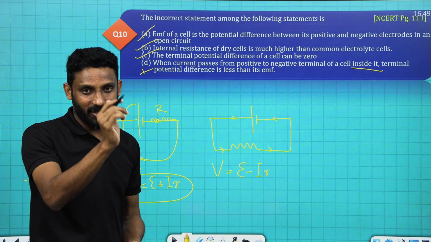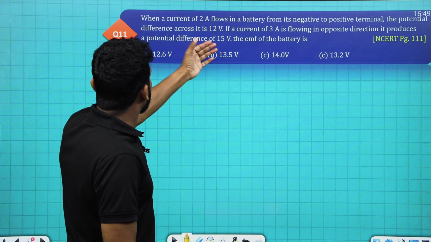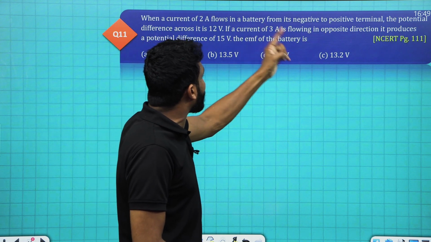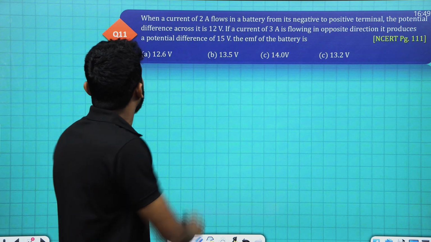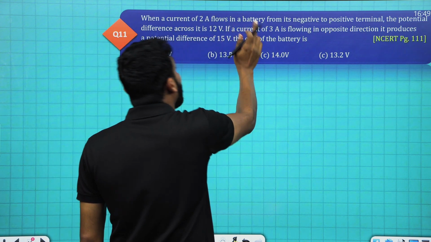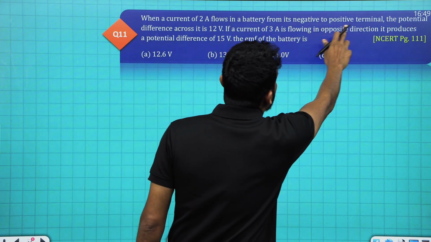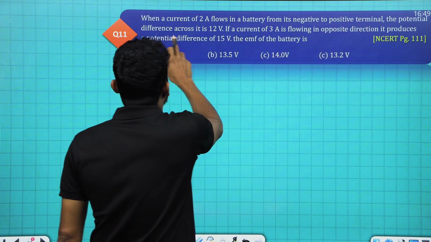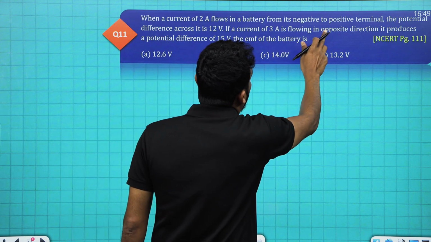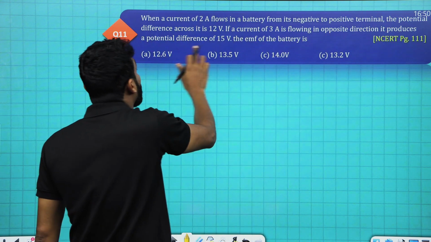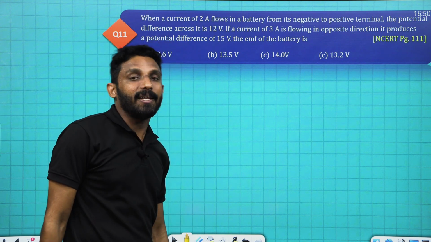Okay, good. Moving to the next question. 11th. When a current of 2 ampere flows in a battery from its negative to positive terminal, the potential difference across it is 12 volt. If a current of 3 ampere is flowing in the opposite direction, it produces a potential difference of 15 volt. The EMF of the battery is dash.